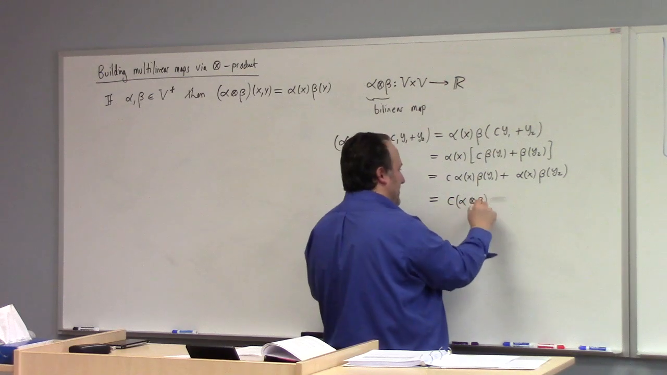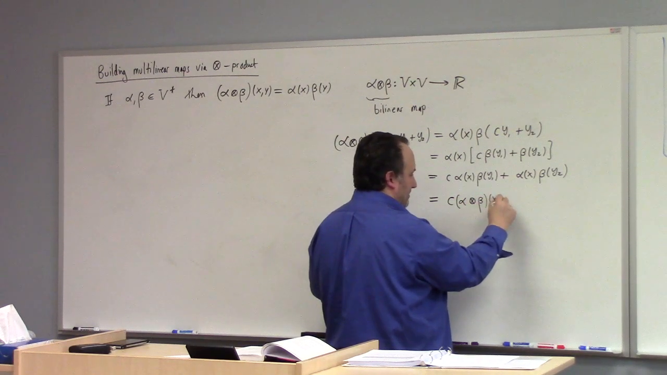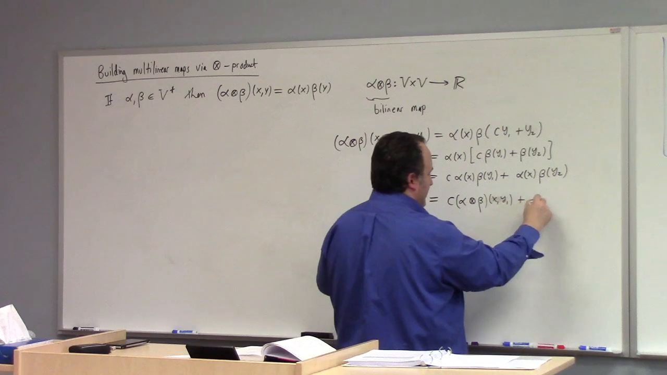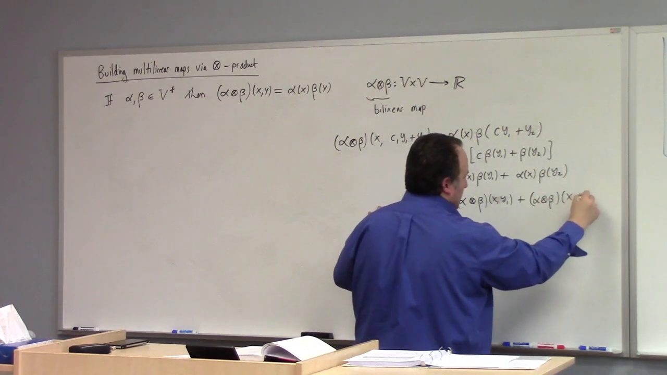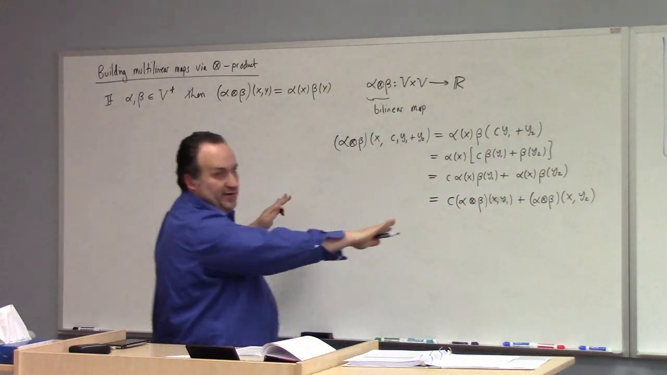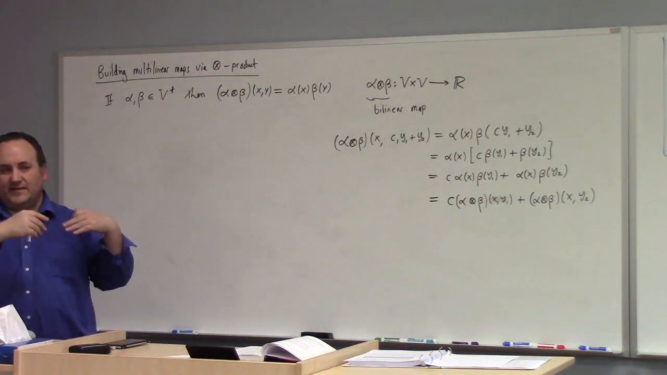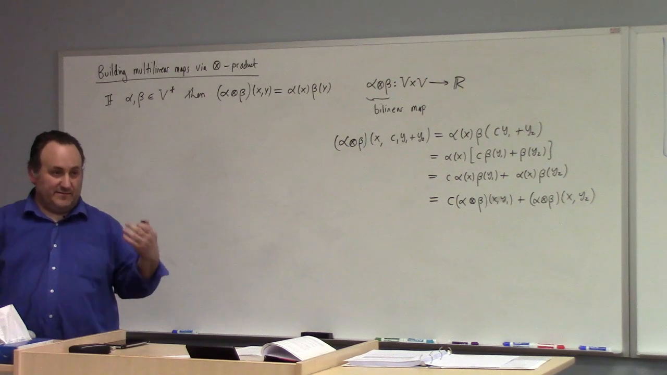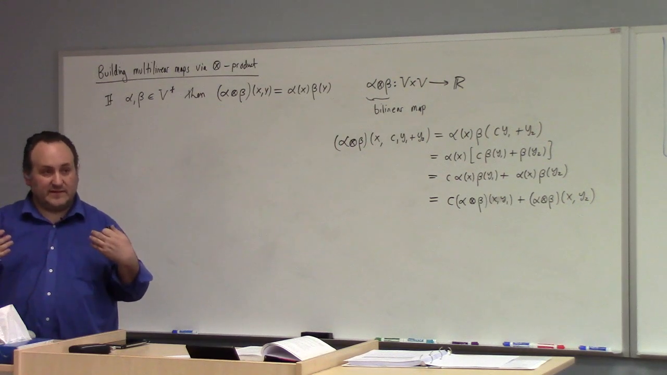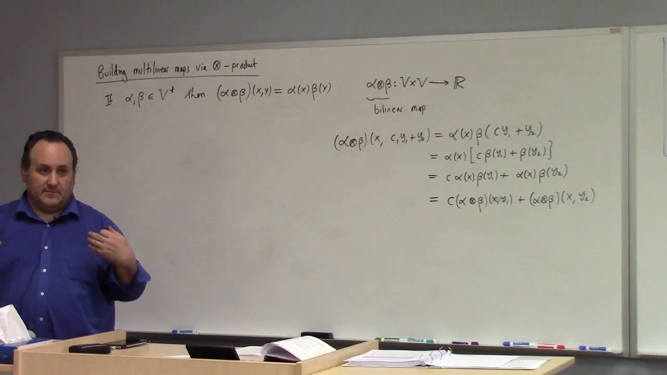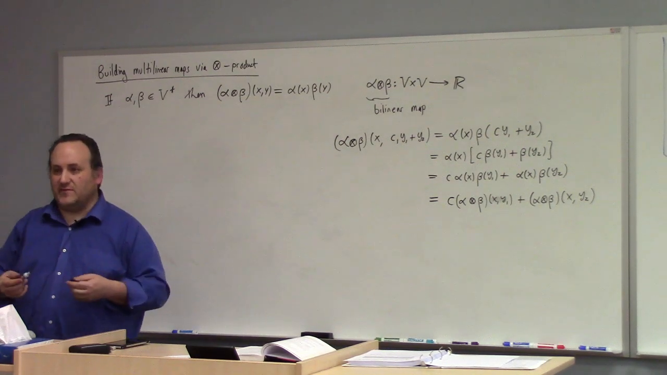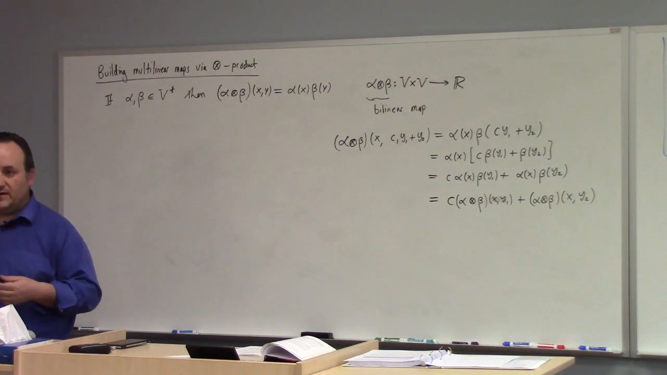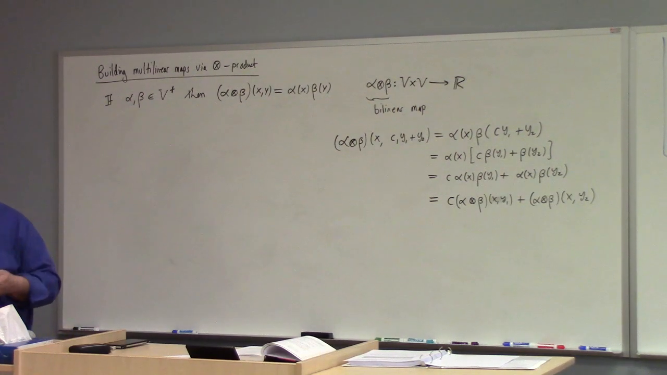So we have c times alpha tensor beta of x, y1, plus alpha tensor beta of x, y2, and that's what we want. That's linearity in the second slot. And similarly, we could prove linearity in the first slot, but I thought the second slot's the slightly more non-trivial one.